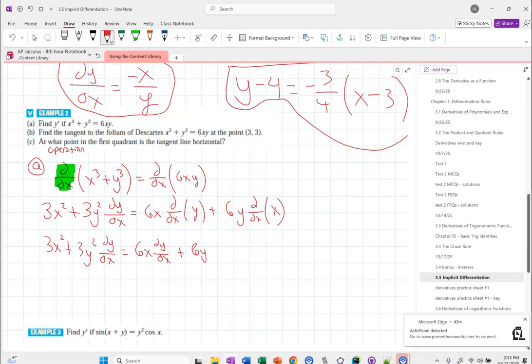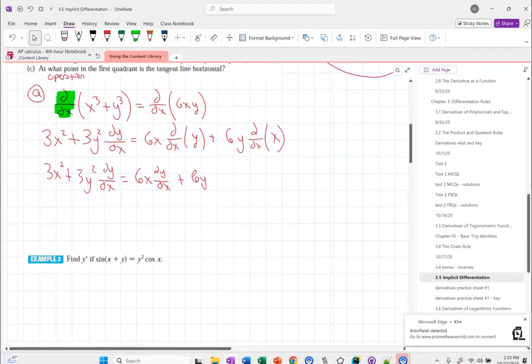Now we want to find dy/dx. We have dy/dx in two different places. How do I get that in one place? Yes, subtract is right. So I'm going to move the dy/dx's to one side and the stuff without dy/dx's to the other.